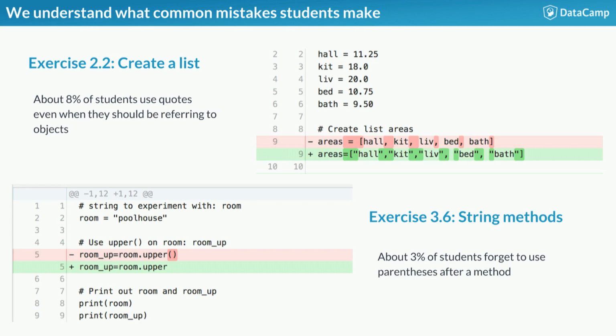So in the second chapter, the second exercise of the Intro to Python course, students are asked to create a list. And a very common mistake with beginners is, even though these are variables, they use quotes around the variables. In another exercise in the third chapter, people forget the parentheses.